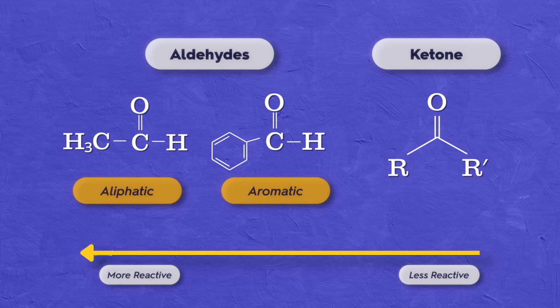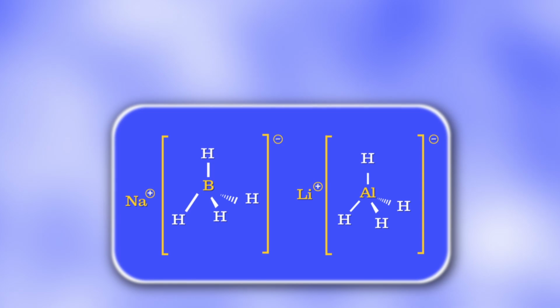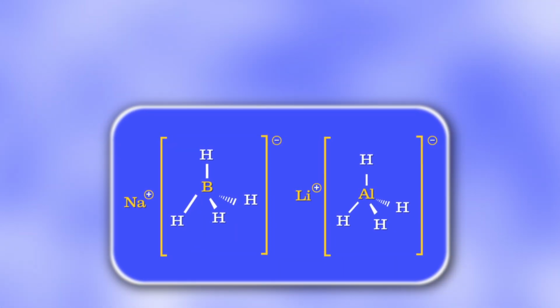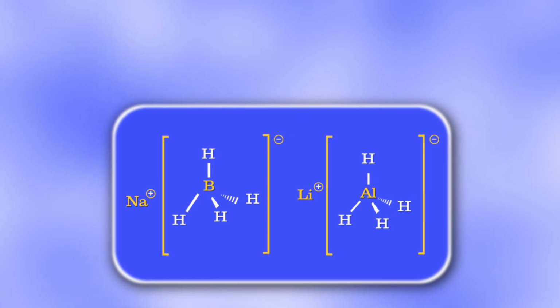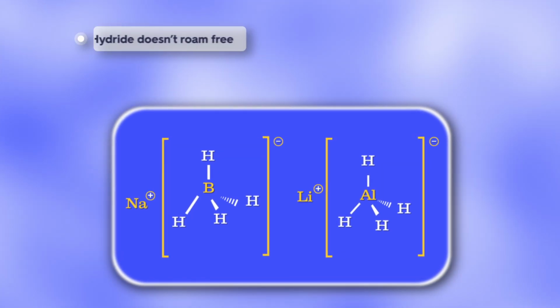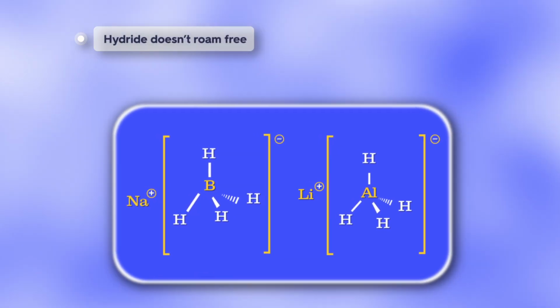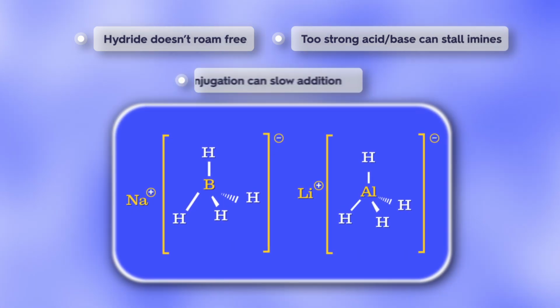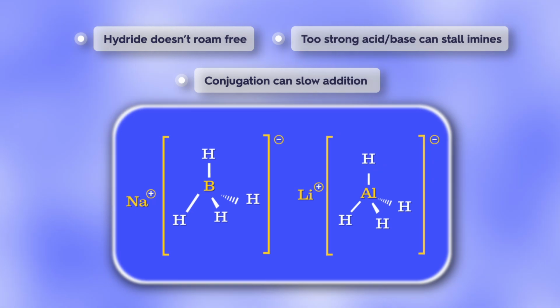Some things to watch out for. Hydride delivery comes from reagents such as sodium borohydride or lithium aluminum hydride. It's not a free H- floating in solution. Imine formation can fail if the conditions are too basic or too acidic. And finally, conjugation or bulky groups can slow down the attack.